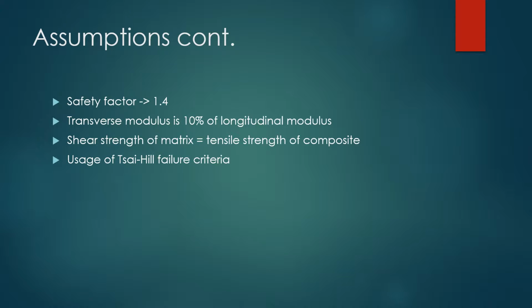Continuing with our assumptions, we settled on a safety factor of 1.4. This was from NASA's literature saying that this was the lowest they would go in aerospace. Next, we assumed that the transverse modulus is 10% of the longitudinal modulus for our fiber. This was based off literature review, specifically with wood. Next, we said that the shear strength of the matrix was equal to the tensile strength of the composite.